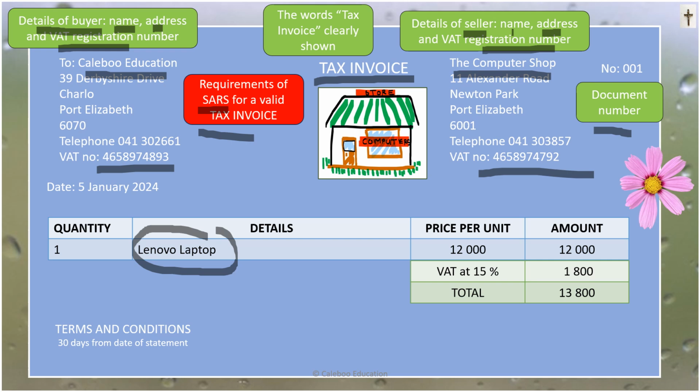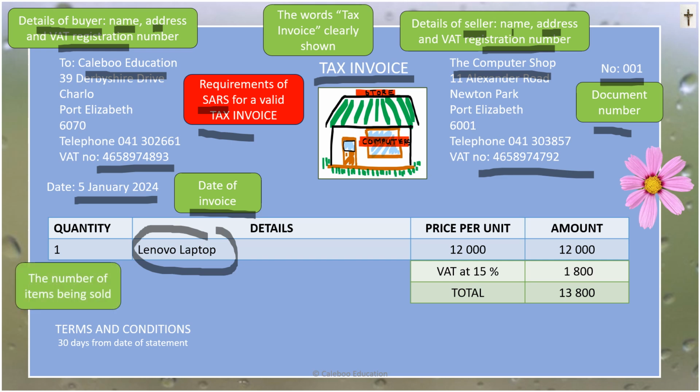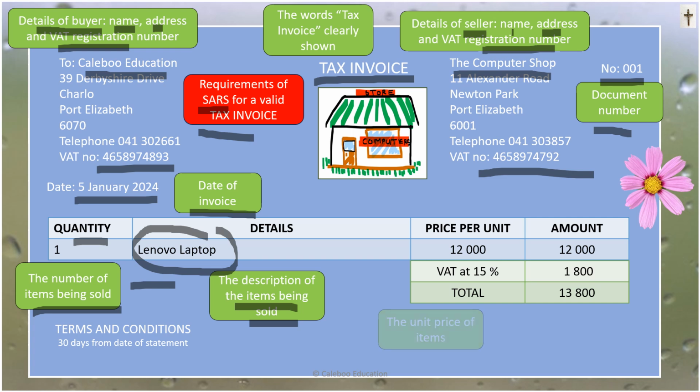There must be a document number. This is invoice number 1. There must be a date, 5th of January 2024. The quantity of items needs to be indicated. There needs to be a description. What was purchased by Calibre Education? A laptop. The unit price of items. This laptop here, I've got it down as 12,000 Rand.